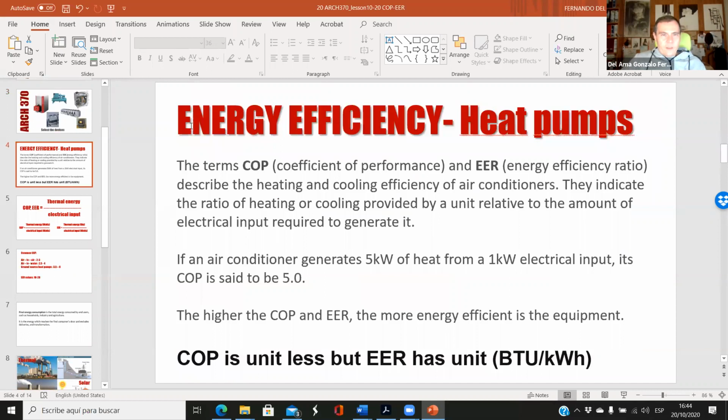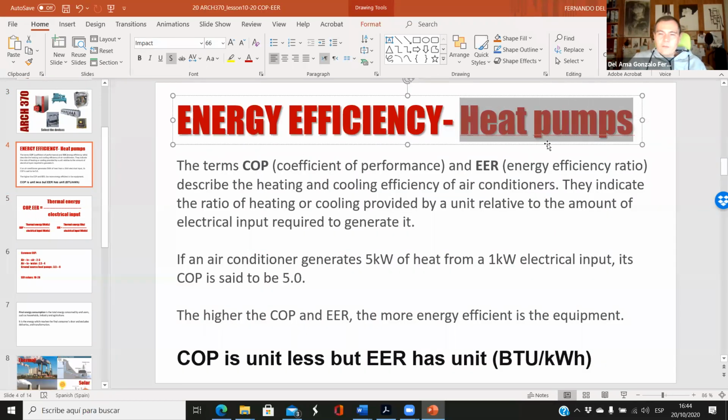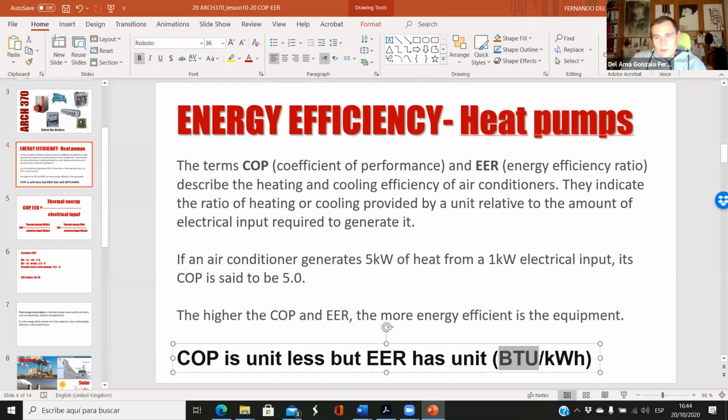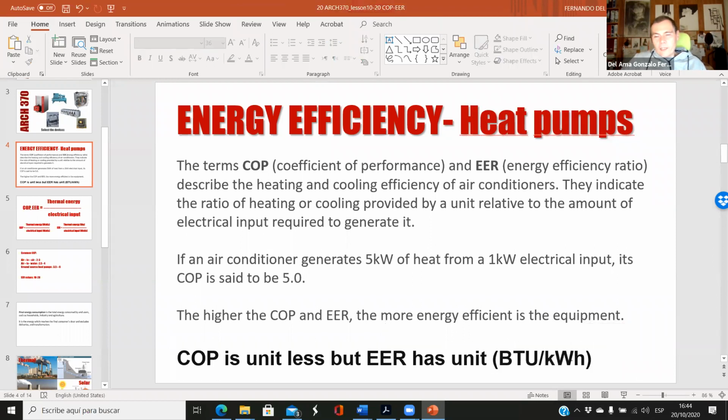But first, the concepts of COP and EER. We are talking about heat pumps, so we are not talking about these coefficients for boilers. It's only for heat pumps. The higher, the better. The difference: COP is unitless, while for EER the units are imperial units divided by international units. And we always use international units, kilowatt hours or kilowatts or watts or whatever, for electricity.